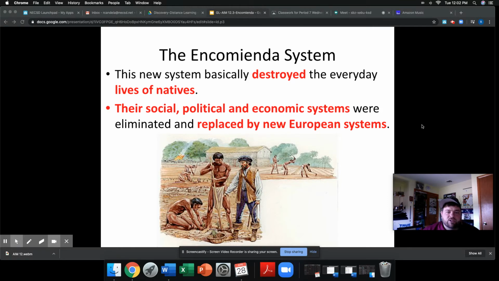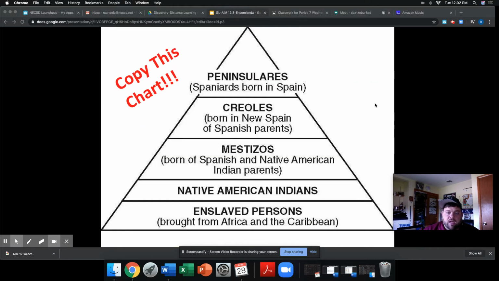So the Europeans essentially established a social system that is based on race. And you will see it here. This is the encomienda system social hierarchy. So this is a chart that you're going to want to keep. Basically, it's based on race and genetics, right? So there are five or so groups of people. There's others also. Peninsulares are the highest class. Those are people born in Spain that are sent from Spain to manage these pieces of land. They are the highest class, people that are actually born in Spain.